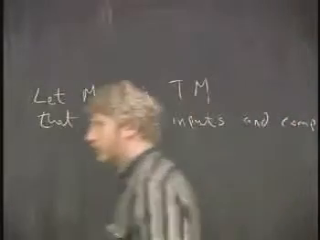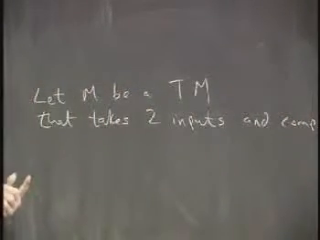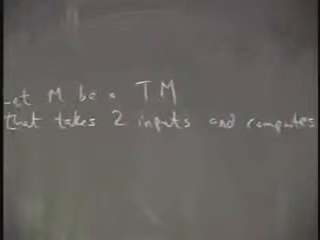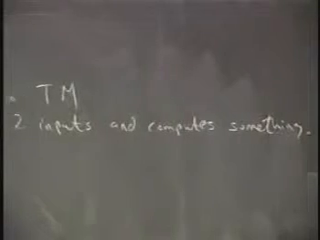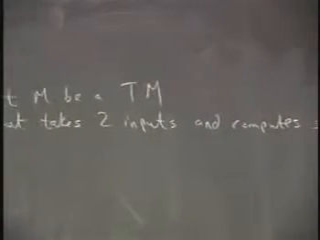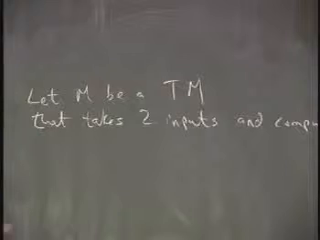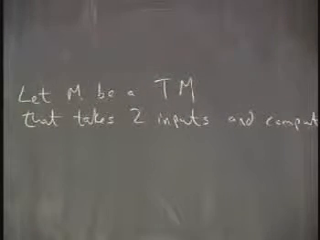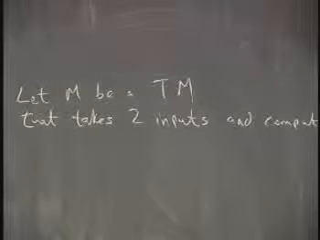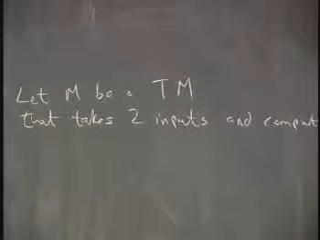It could be like a universal Turing machine, that takes another Turing machine and an input and simulates that other Turing machine on the input. It could be a very simple Turing machine that takes two inputs and just concatenates them together. It could be a Turing machine that takes two inputs and adds them together in binary. It can be anything. So let M be a Turing machine that takes two inputs and computes something. All right, then, here's the recursion theorem.